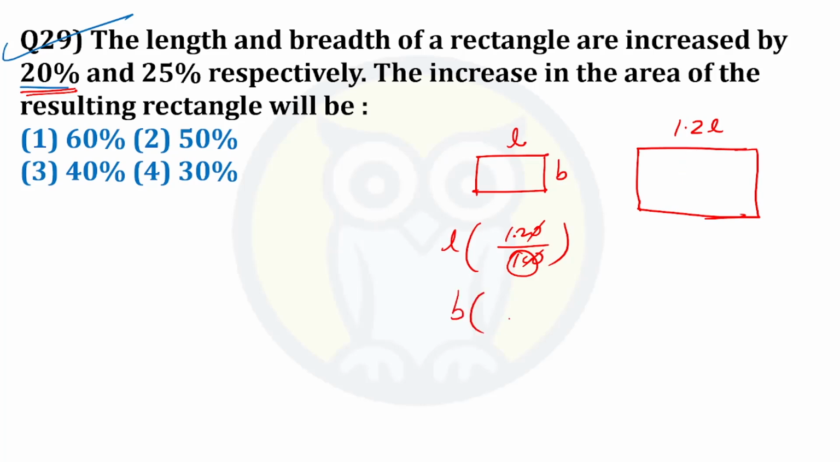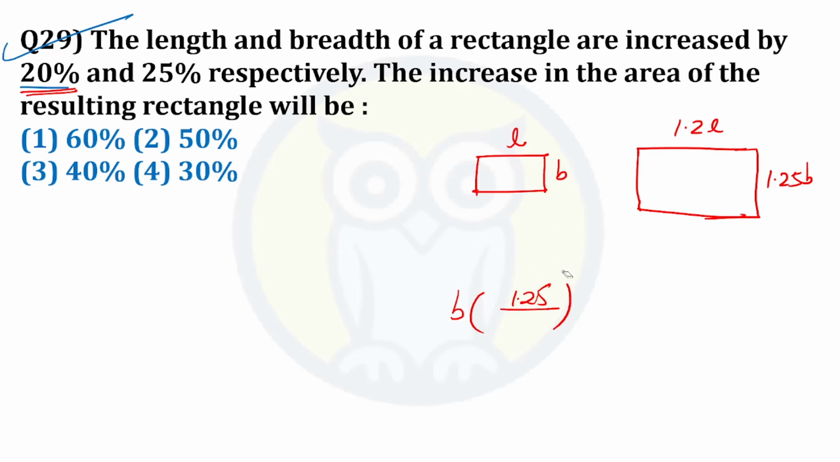Similarly, the breadth is increased by 25%, so B times (100 plus 25) divided by 100. Adding 100 and 25 gives 125. As a decimal it is 1.25B. So breadth will become 1.25B.